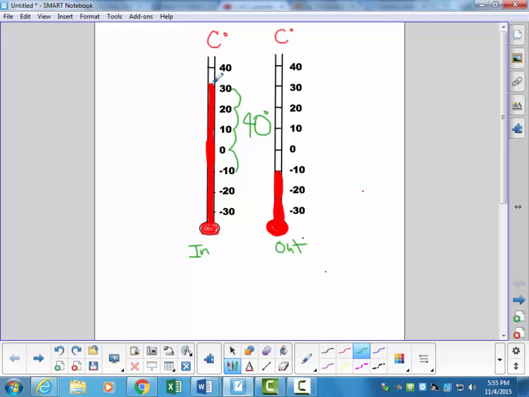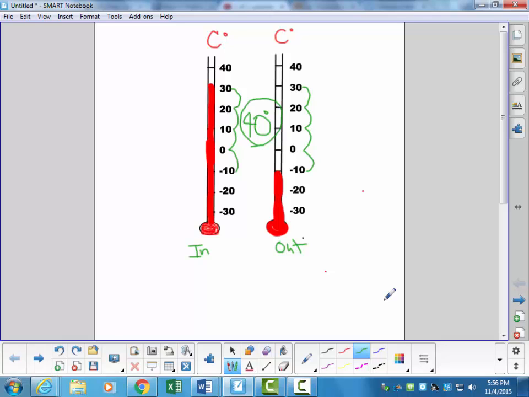Now I could also count up, and let's just double check it and see if that also works. So we're going to start at negative 10, 10, 20, 30, 40. Sure enough, it is also a 40-degree difference. So that's how we go about finding the differences between temperatures.